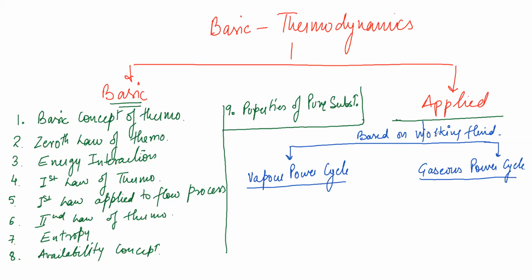So I already said that it is segregated based on the working fluid. It means, in vapor power cycle, the working fluid in any power cycle should be steam, or water. So here we are more concerned about conversion of water into steam. Similarly, in gaseous power cycle, we are more concerned with the working fluid as air. So here we are going to study the air standard cycle, right?